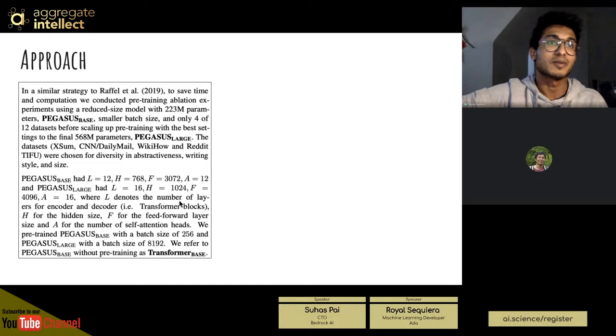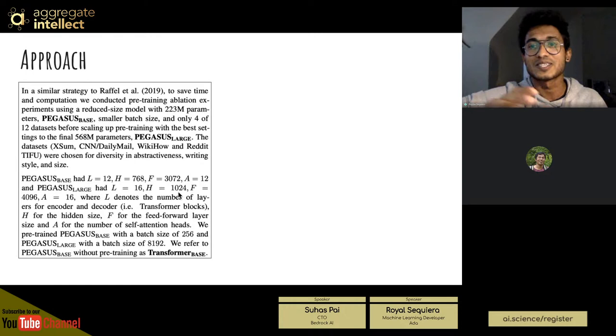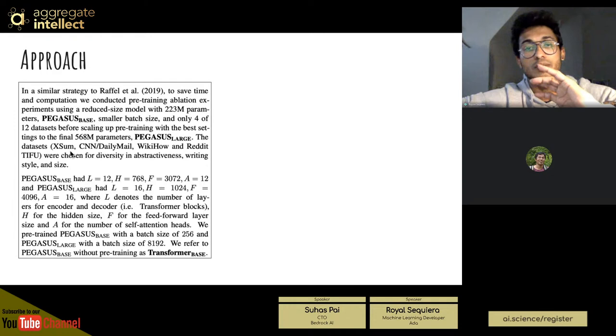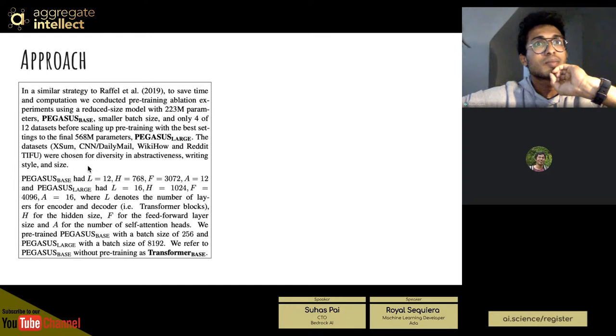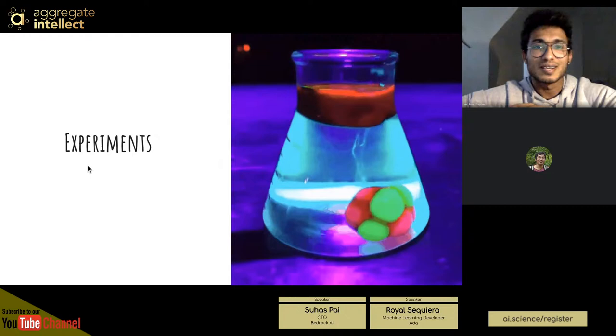For example, in this case, I think the slide doesn't mention it, they move from a batch size of 256 to 8,196. And in Pegasus base, they don't go through the entire data set that is present. They just go through a part of it, and they do some of these experiments that we will be talking about in the next slides on not all 12 downstream data sets, but just four of them: XSum, CNN/Daily Mail, WikiHow, and Reddit. So that's the general idea of the paper, and now we will be discussing experiments.